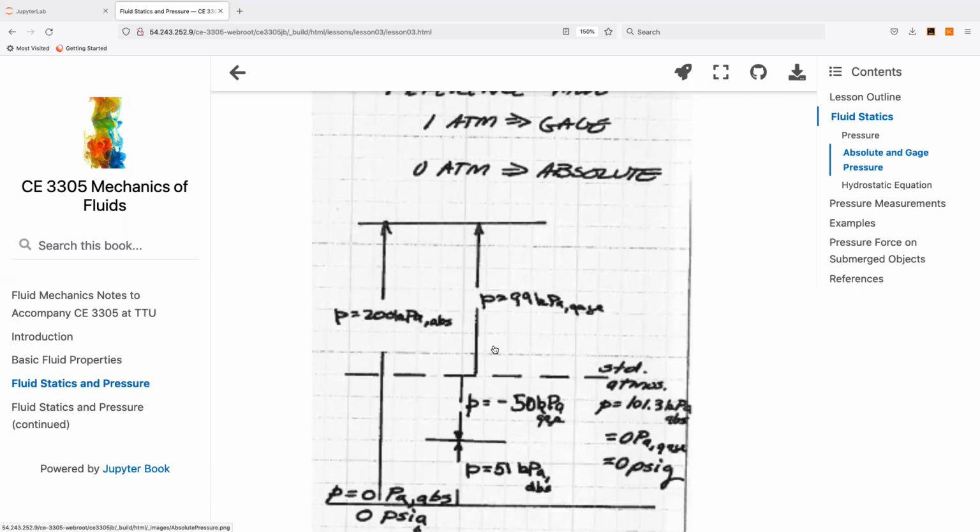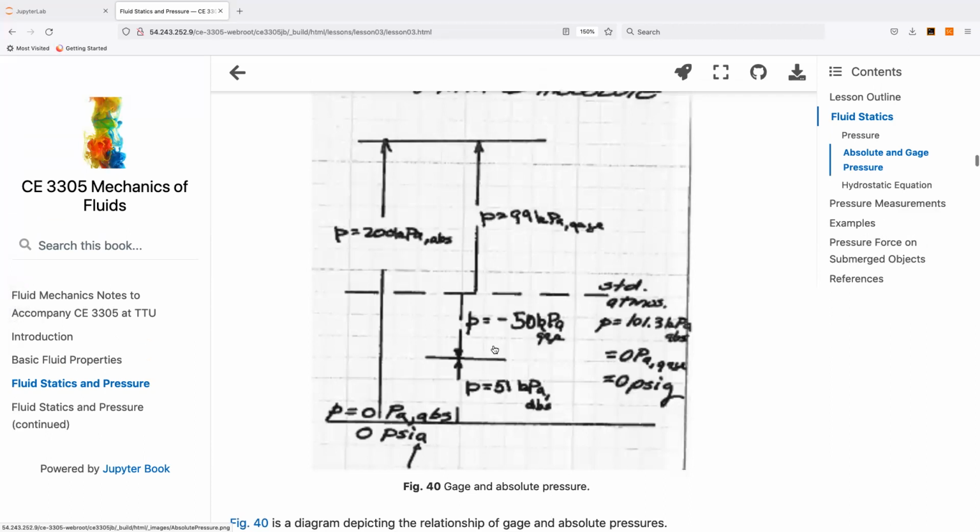Absolute pressures were invented by college professors to ask you questions to give you a chance to screw up your arithmetic. That's probably not entirely true, but that was supposed to be a little bit funny.